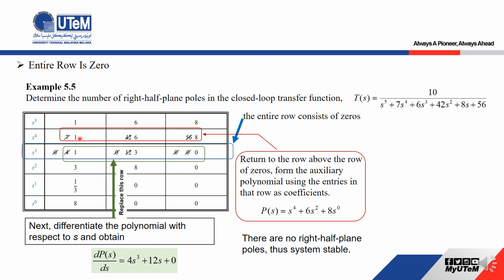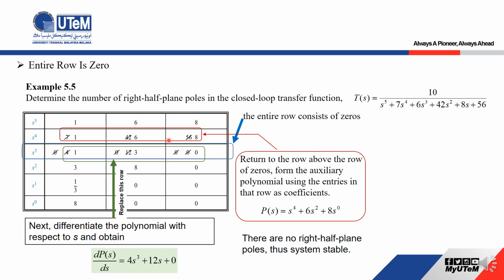Same as before, we can simplify this by dividing all by 7. When we divide all by 7, this becomes 1, 6, and 8. You can also just use 7, 42, and 56, and you get the same result. In this case, we use the simplified values, 1, 6, and 8. This 1 represents s to the power of 4, this 6 represents s to the power of 2, and this 8 represents s to the power of 0.